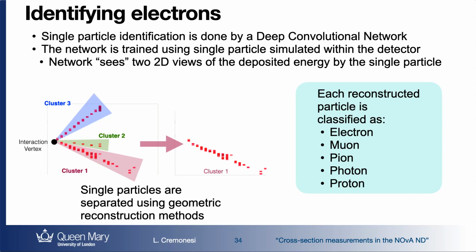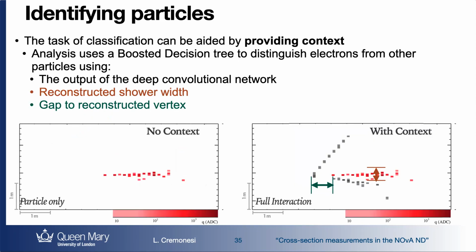The deep neural network is used as one of the inputs to our classifier, because the second important part that we need to select these electron-neutrino interactions is to provide context. To do that, we use a boosted decision tree in which we use the output of the deep convolutional neural network and then add context, so information about the width of the shower and the gap to the vertex. When we have the particle only, we only have information about this shower, like the case on the left. Whereas if we add information about the full interaction, so the width and the gap, then it becomes easier to distinguish these electron-neutrino interactions.